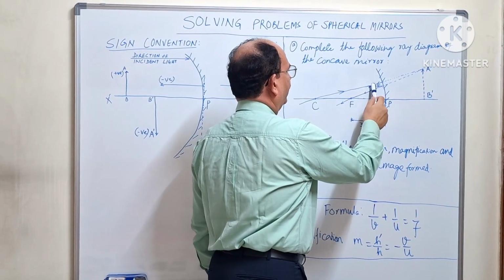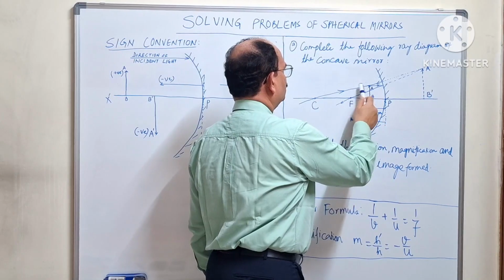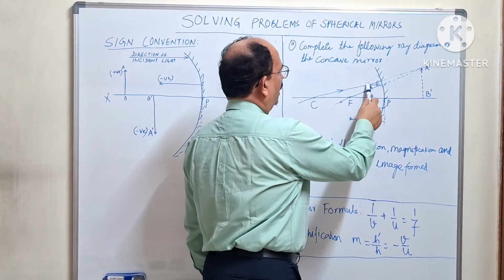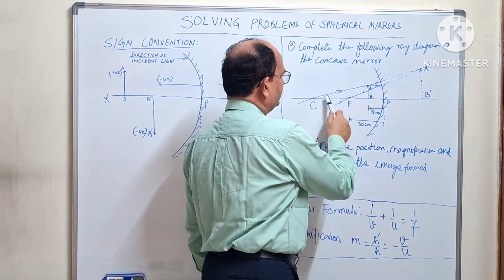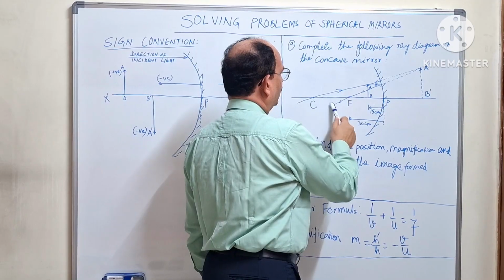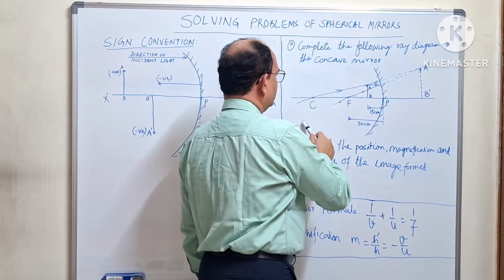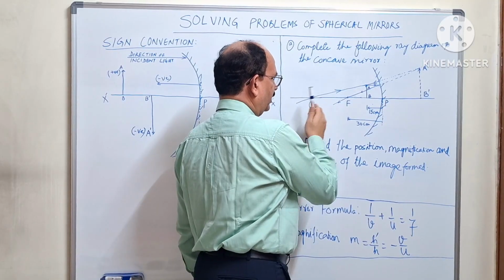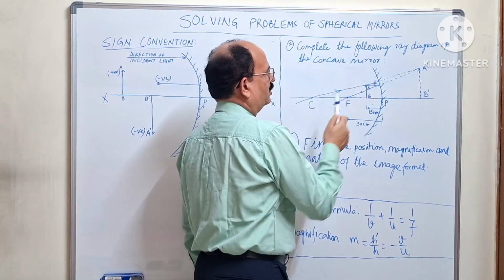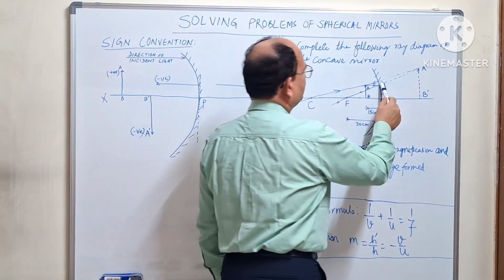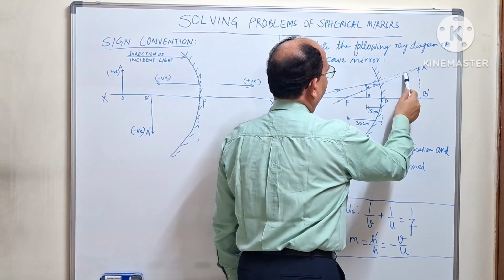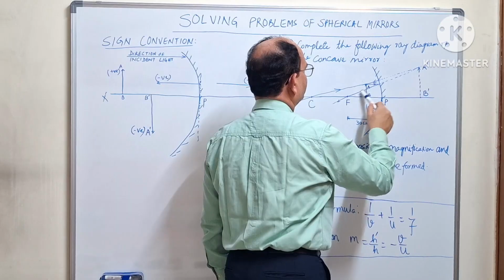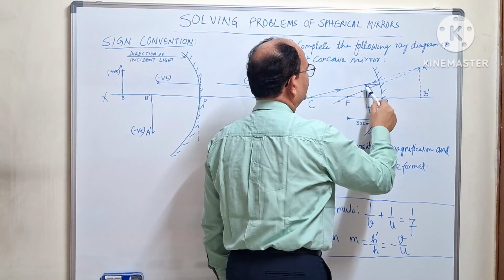And another ray has to pass through the center of the mirror. Now, if you see this side, the gap between these two is constantly increasing, so they will never meet on the left side of the mirror. So you need to extend them to the right side of the mirror. This dotted line shows the first ray which got reflected towards the focus.